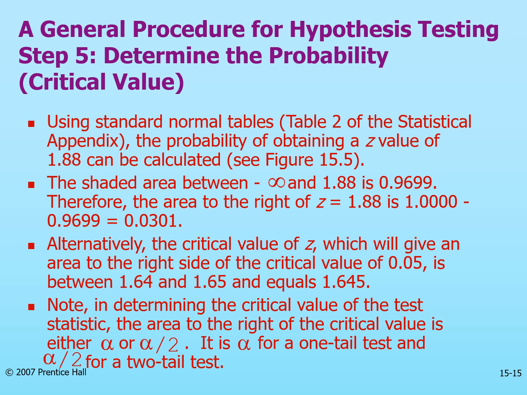Alternatively, the critical value of Z, when the area to the right-hand side is 0.05, is between 1.64 and 1.65, equal to 1.645. That is what we standardized. In determining the critical value of the test statistic, the area to the right of the critical value is alpha or alpha/2. It depends on whether you are taking a one-tailed test or a two-tailed test.